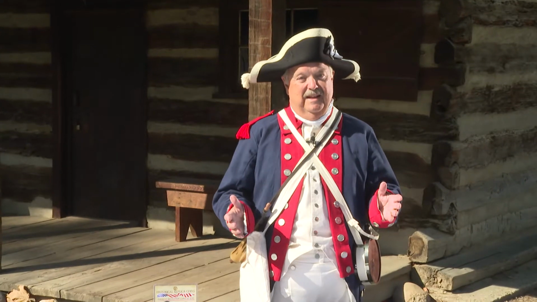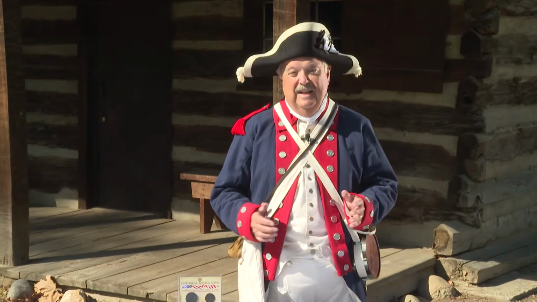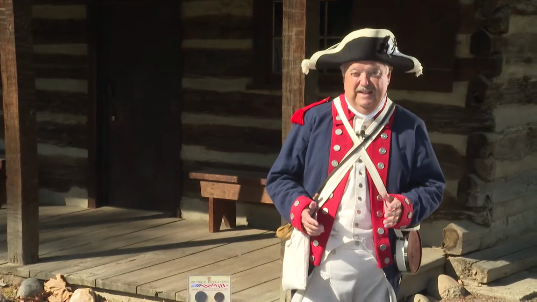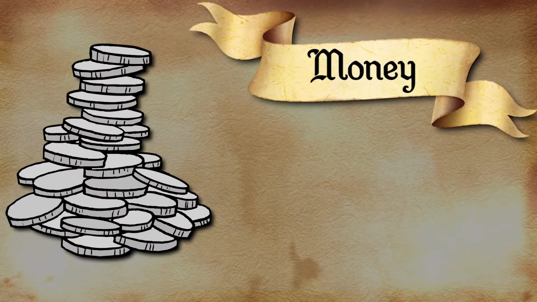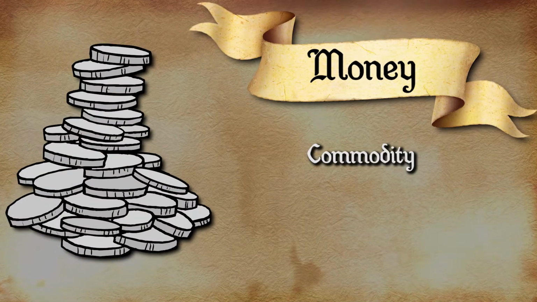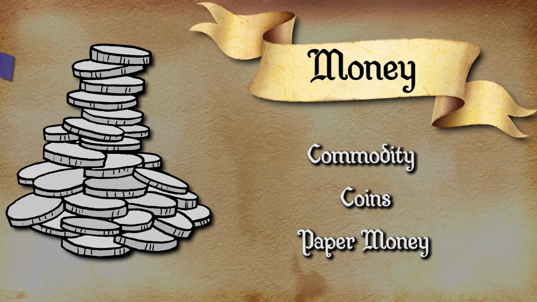What did the colonists have? They didn't have any checkbooks. They didn't have any credit cards. They definitely didn't have any cell phones, and they didn't have any tablets. So what did they have? They had three forms of money. They had commodity money, they had coins, and they had paper money. So let's talk about commodity money first.